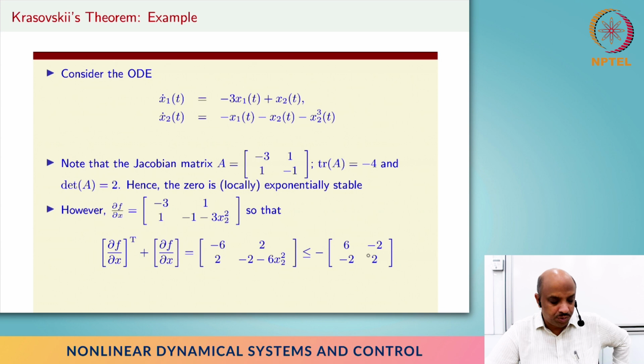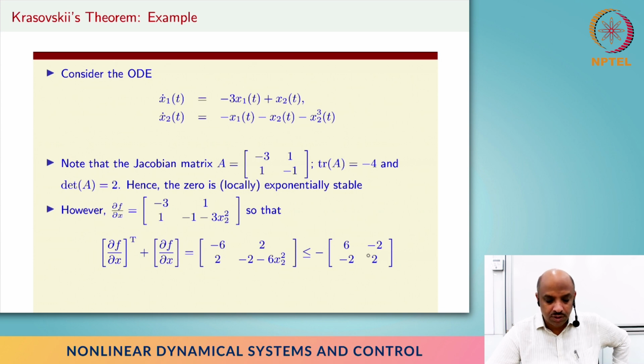So if we actually compute this partial of f with respect to x, then we end up with this interesting matrix, and by simply adding itself to its transpose, it is a symmetric matrix, but I'm just applying the theorem the way it is. So if we add it, basically we'll end up with this function, which we can easily show is less than or equal to minus this matrix, and the matrix on the right-hand side, 6, minus 2, minus 2, 2, happens to be positive definite.